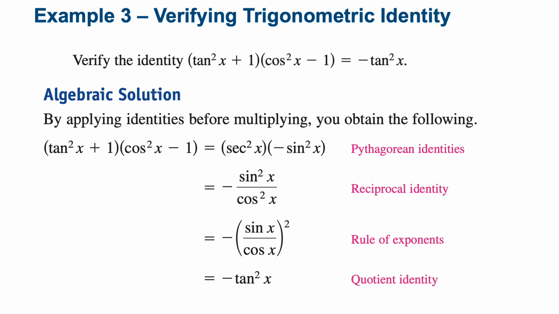Okay, now that I have secant squared of x times the negative sine squared, I can rewrite secant squared as 1 over cosine squared, because that's the reciprocal, right? I can write it in terms of sine and cosine. So then I get negative sine squared over cosine squared. But what's sine squared over cosine squared? That's just tangent squared, because you have sine of x over cosine x is tangent, and then it's raised to the power 2, so it's negative tangent squared. This rule of exponents part, you didn't necessarily have to write that out. You could have just gone ahead and done tangent squared. It's fine, but it's good to see that that's why.